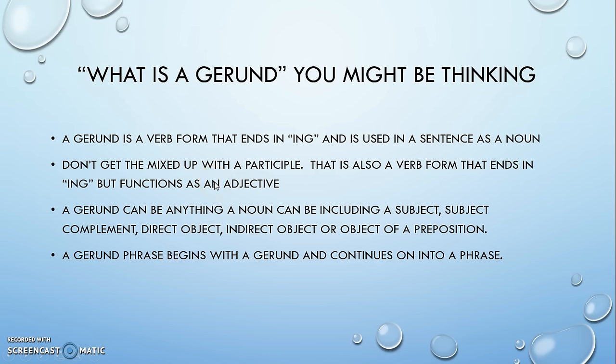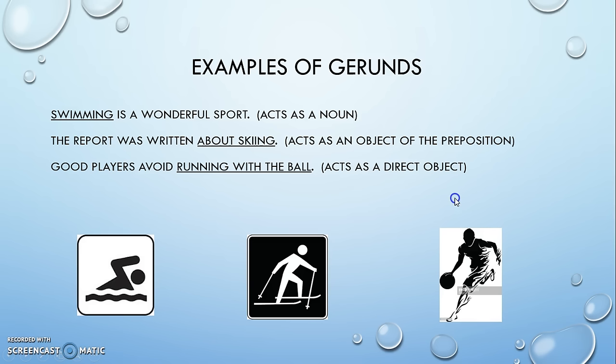All right, I'm not going to put any participles in these sentences to start with to try not to confuse you. A gerund can be anything a noun can be, including a subject complement, a direct object, an indirect object, or an object of a preposition. And a gerund phrase begins with a gerund and continues on into a phrase. So that's what a gerund is. You've learned this, you've learned to identify them, you're great with gerunds, and now you're just going to learn to diagram them.